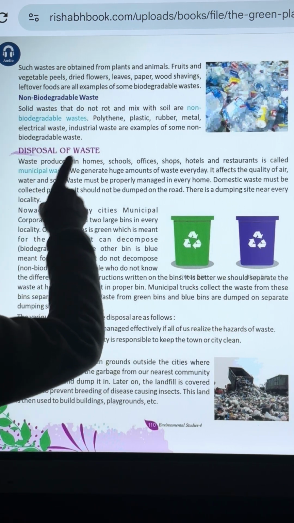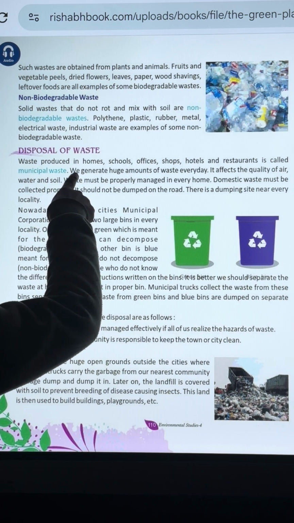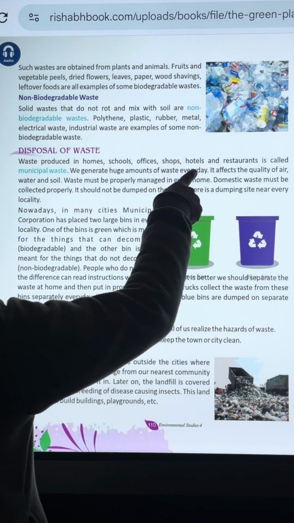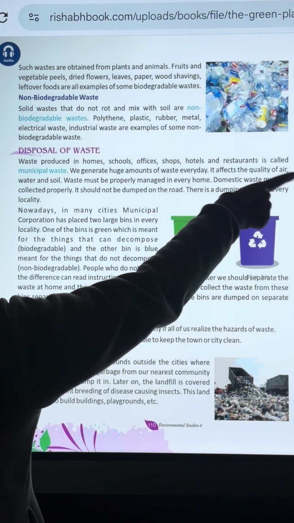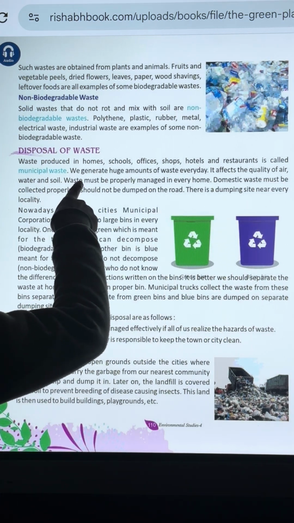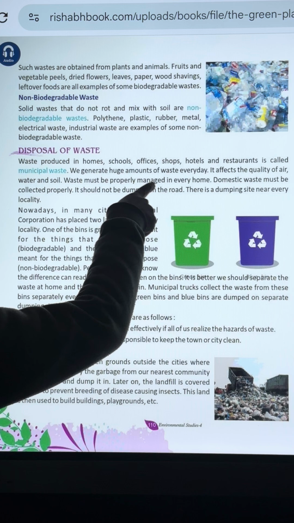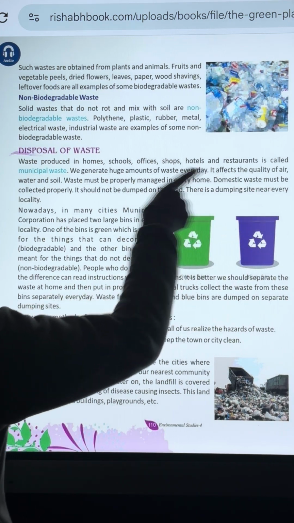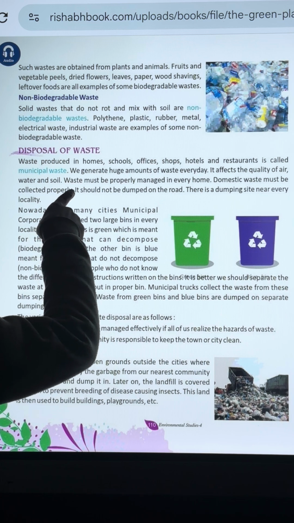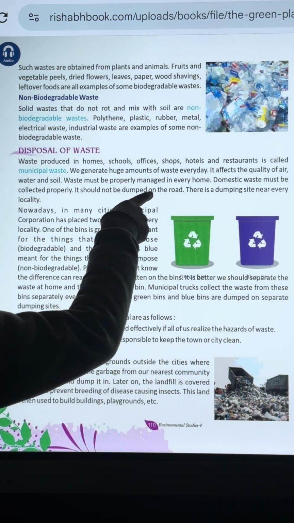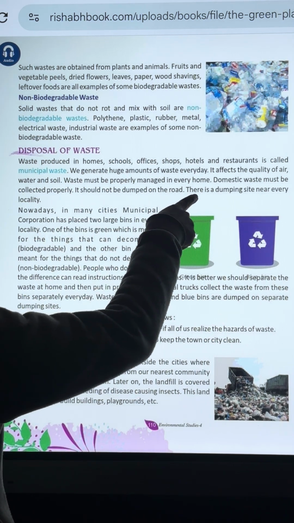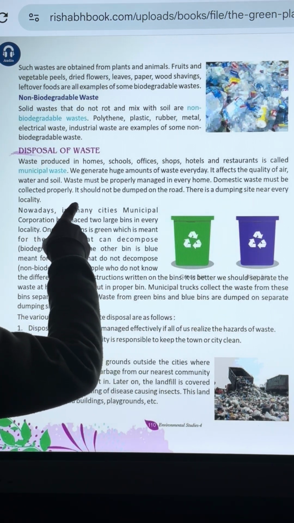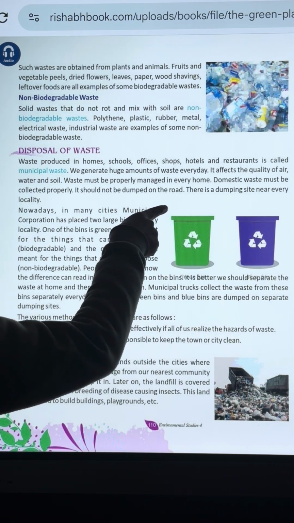Disposal of waste. Waste produced in homes, schools, offices, shops, hotels and restaurants is called municipal waste. We generate huge amount of waste every day. It affects the quality of air, water and soil. Waste must be properly managed in every home. Domestic waste must be collected properly. It should not be dumped on the road.